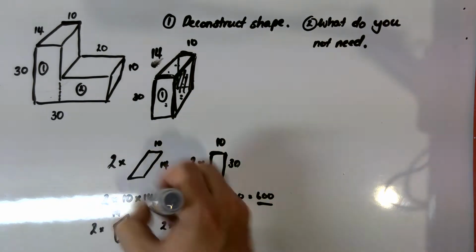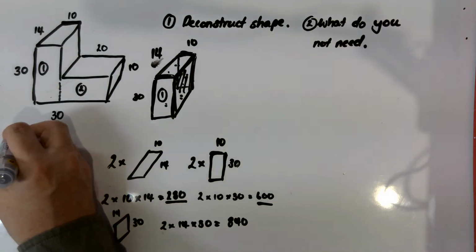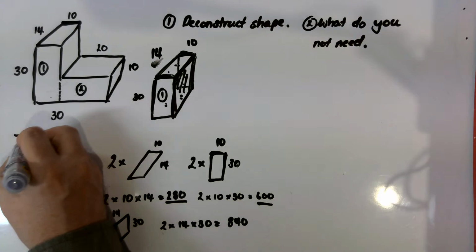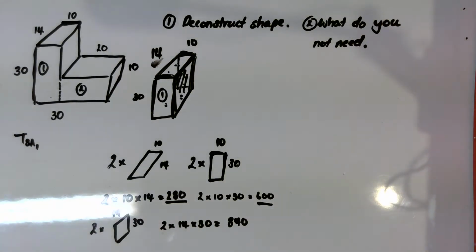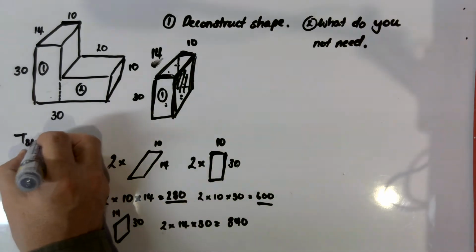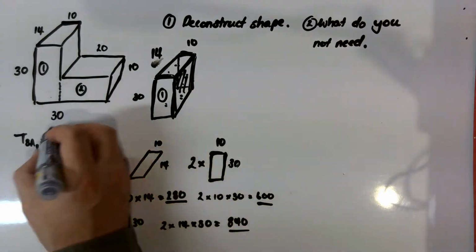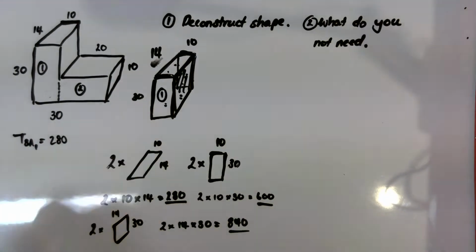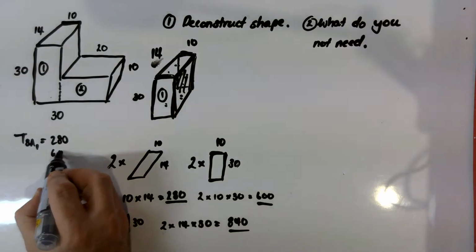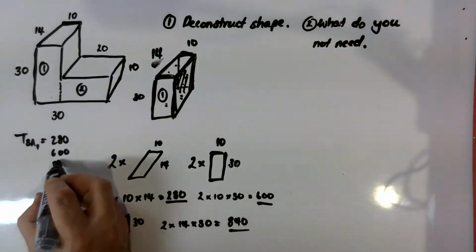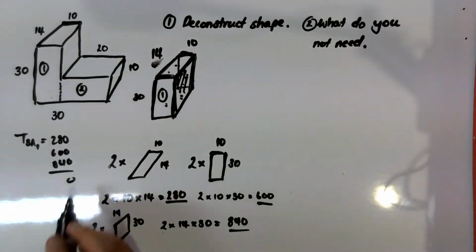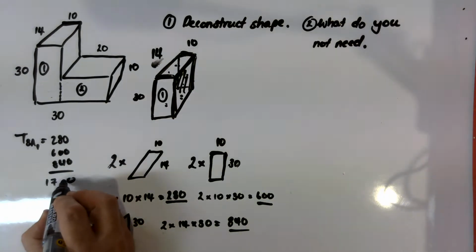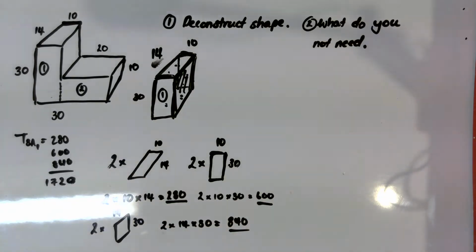Okay, so the total surface area for shape 1, I'm going to put it over here. Total surface area, and I'm going to put a little 1. Why do you think I put that little 1? Because it's shape 1. Is going to be all these answers that I found. So 280 plus 600 plus 840 is going to end up giving me 1,720. Did that in my head too.